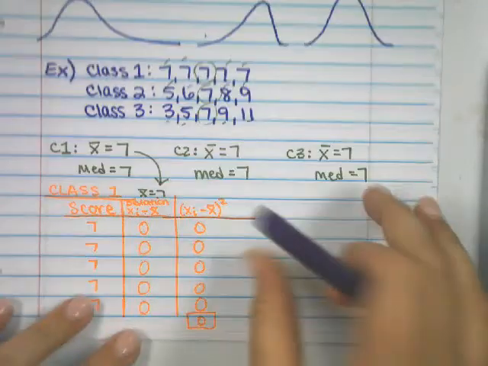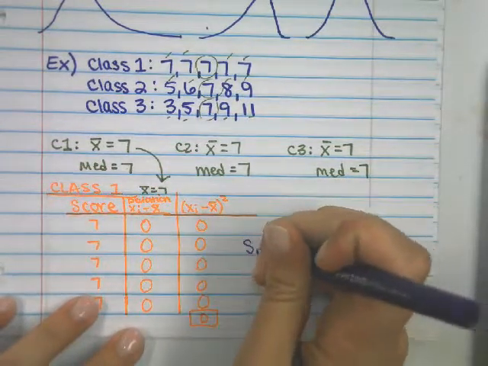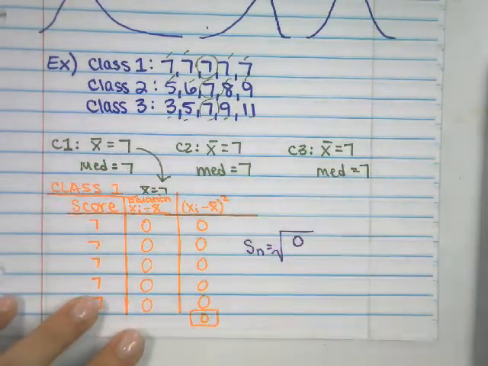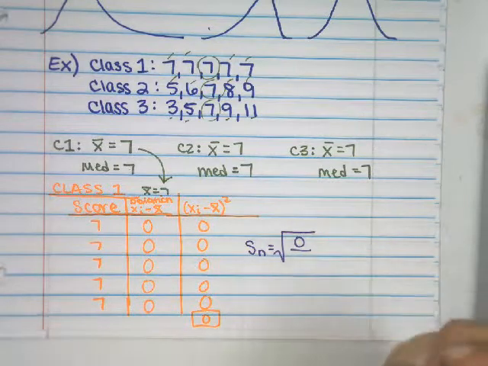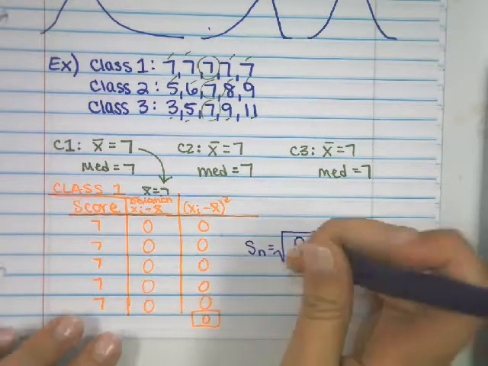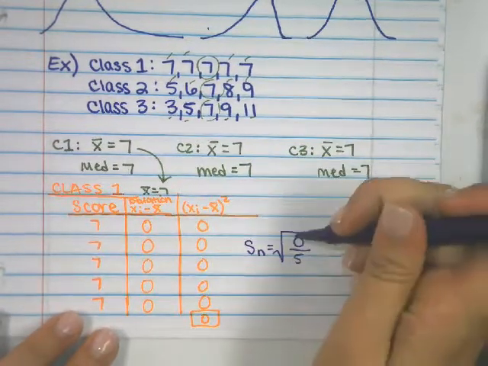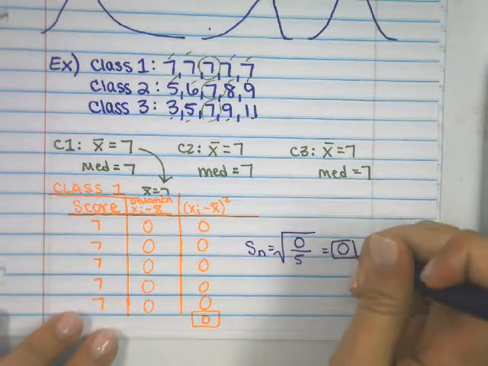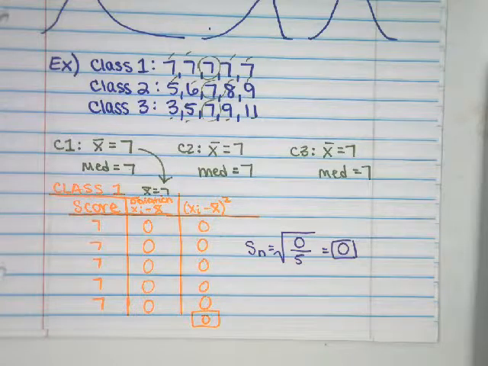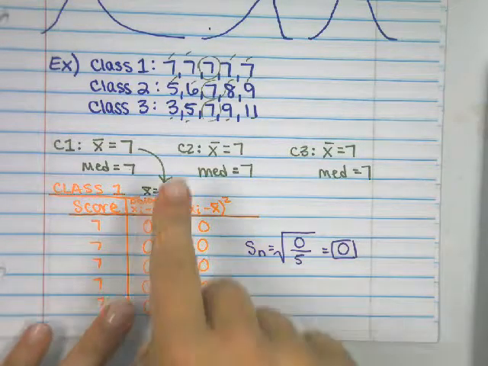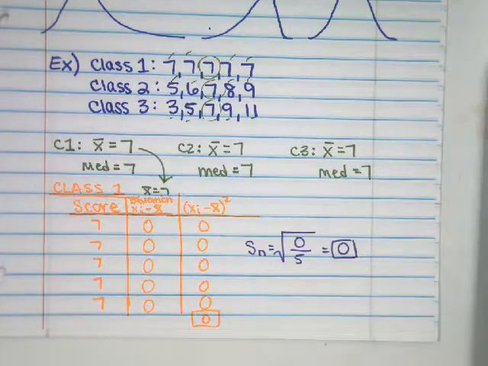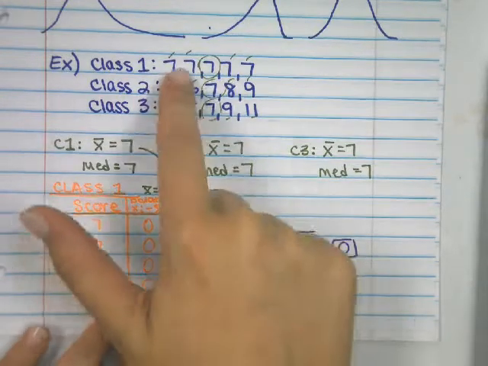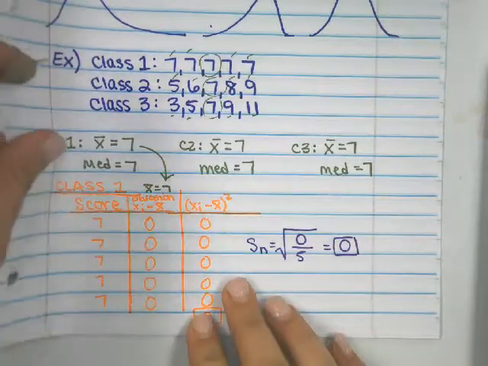So our standard deviation, S sub n: the top is 0. N is the number of data items, and there were 5. 0 over 5 is 0. The square root of that is 0. So our first class has a standard deviation of 0. There is 0 deviation from the mean on class 1. The mean is 7. There is no deviation.